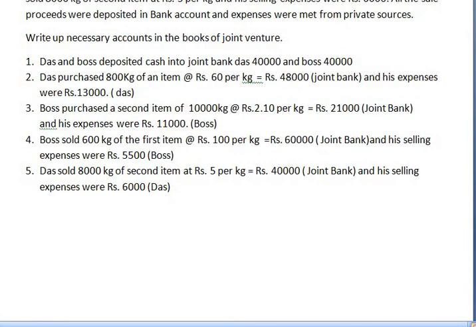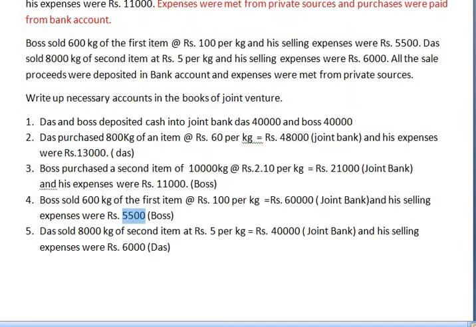Now come to the fourth transaction. What's the fourth transaction? Boss sold 600 kg of item at rupees 100 per kg, rupees 60,000. Boss ಏನು ಮಾಡಿದಾನೆ? ಸೇಲ್ ಮಾಡಿದಾನೆ. ಎಷ್ಟು ಸೇಲ್ ಮಾಡಿದಾನೆ? rupees 60,000 worth of goods. So boss sold 60,000 worth of goods and his expenses is rupees 5,500.